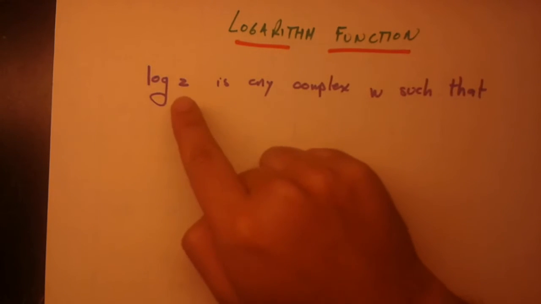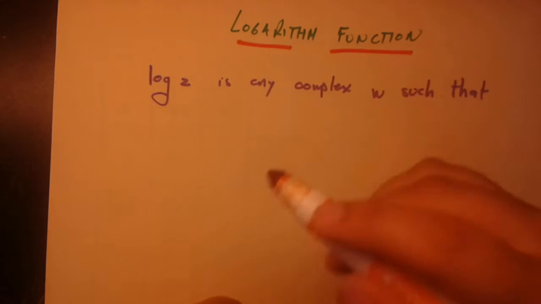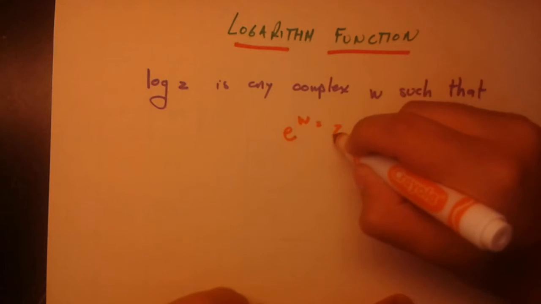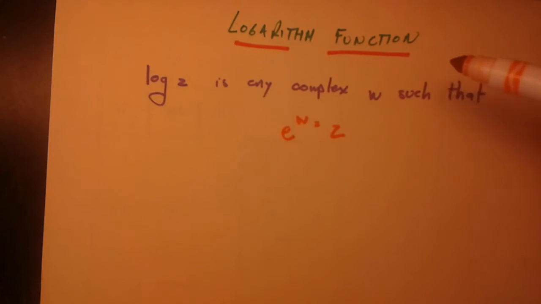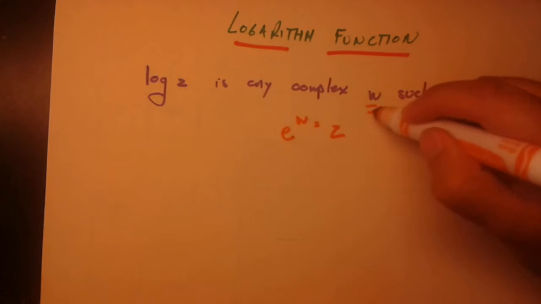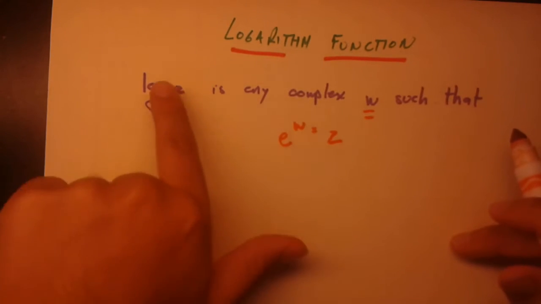So log z, where z is a complex number, is any complex number w such that this relationship holds. It has to be true that e to the power of w equals z. This is kind of an analog to the real logarithm function, but we see that if we take the real number e and raise it to the power of this w, we're going to get z back. And then such a w is called log z.